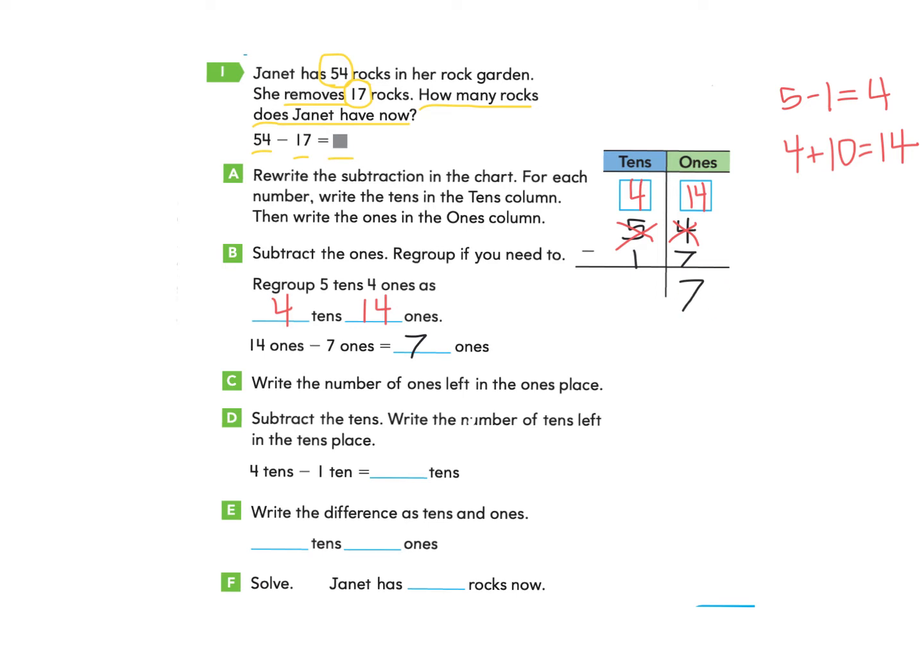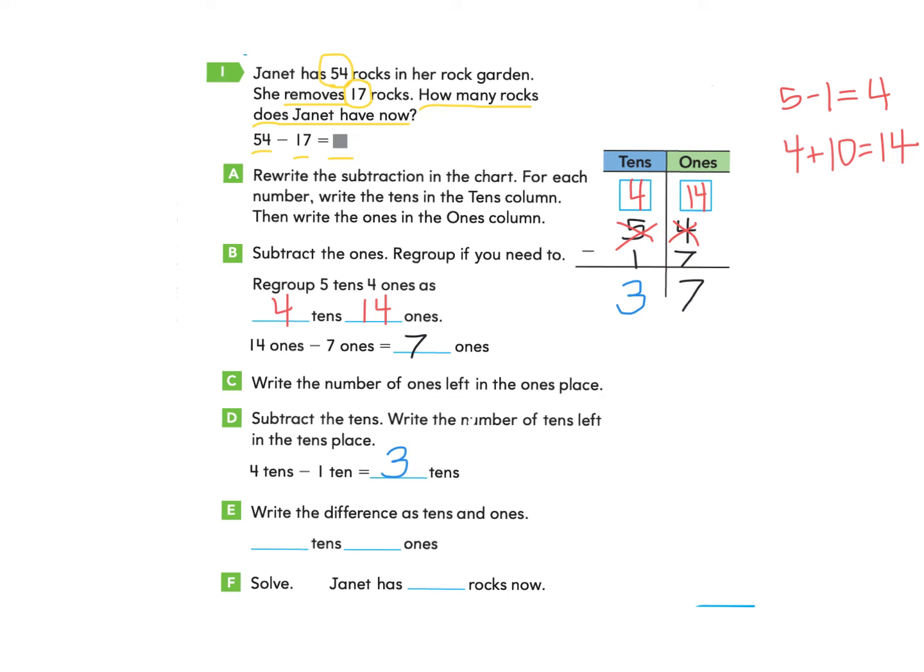Okay, let's take a look at part D. Subtract the tens. So here's our tens column. And we have 4 take away 1. And it says write the number of tens left in the tens place. 4 tens take away 1 ten. And if you want to pause and try that on your own, you can do so. When you come back, you will find that 4 tens take away 1 ten is 3 tens. So we need to write that in our tens column right here.